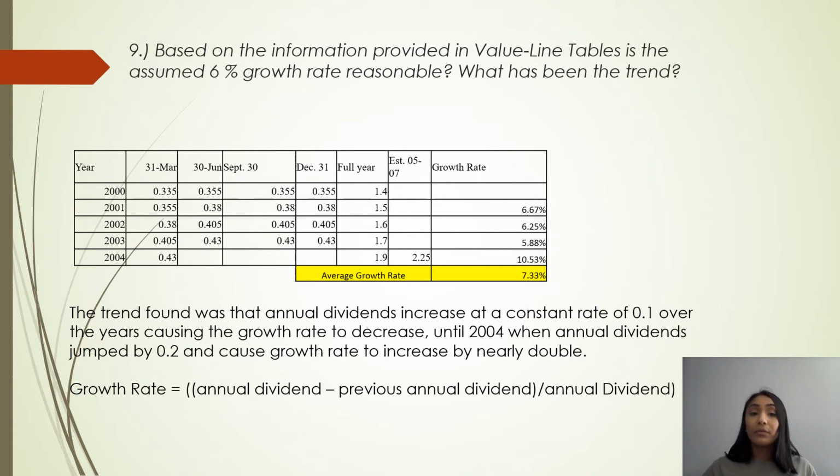So 7.33% is greater than 6%. The trend was that annual dividends were increasing at a constant rate of 0.1 over the years, causing the growth rate to decrease. And a 6% growth rate is not reasonable with this information given.